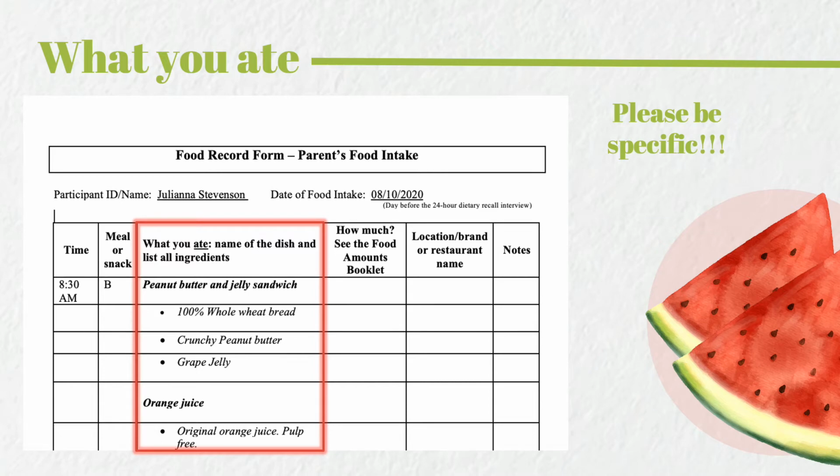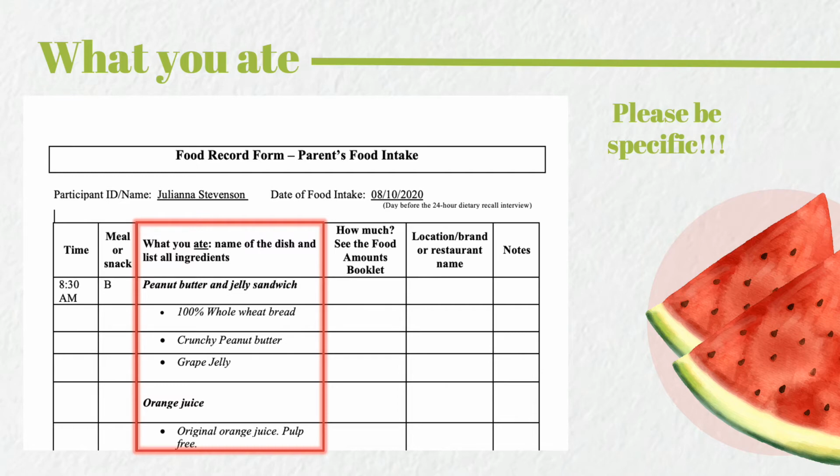In the next column, please list what you have eaten. This part is extremely important, and it is best to be as specific as possible when completing this section. As you can see in this example, the meal that was eaten was a peanut butter and jelly sandwich. Please list all of the ingredients that were incorporated into the meal. As you can see, each ingredient is listed in great detail.